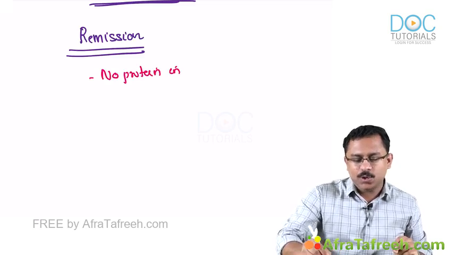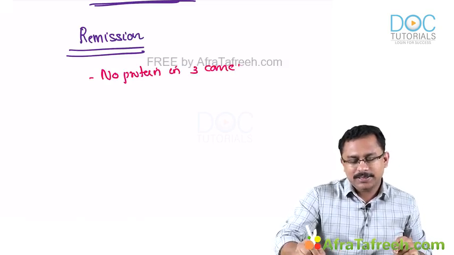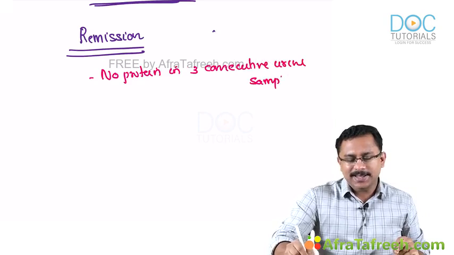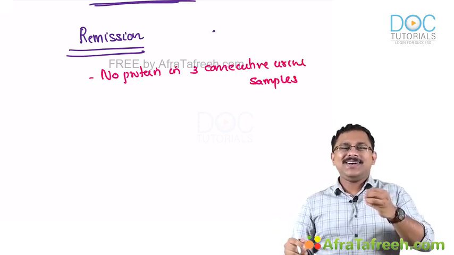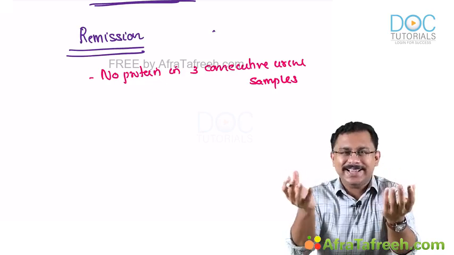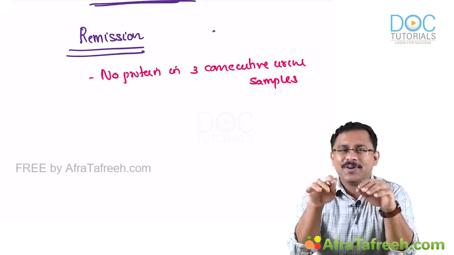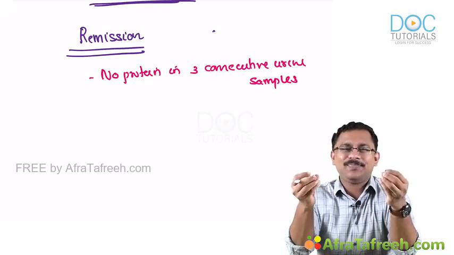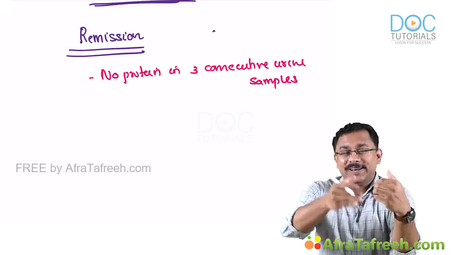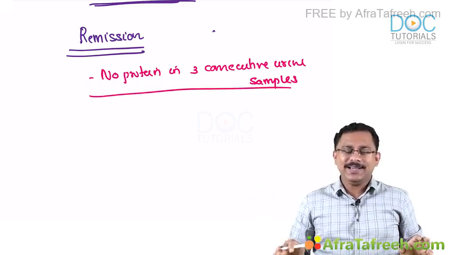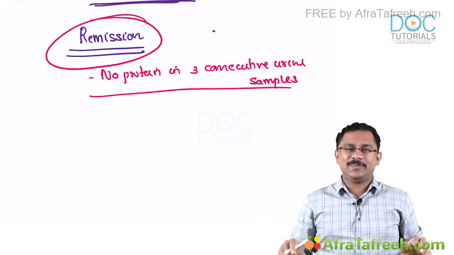in 3 consecutive urine samples, which means the urine is showing 0 or sometimes trace. 1+ you cannot take for remission, but a 0 or some trace you can take as remission. That is, if 3 samples are showing absence of proteinuria, then you say that the patient is in remission.